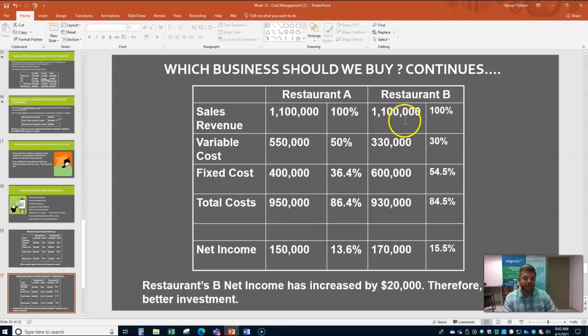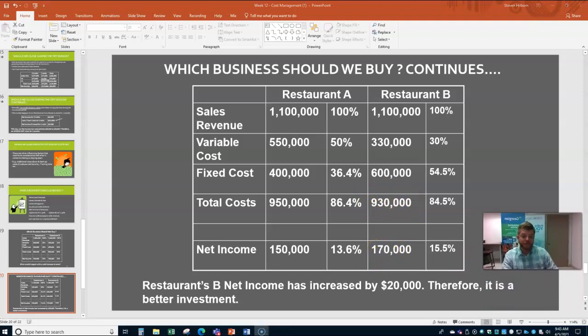But if we look at restaurant B, because their variable costs are lower, they end up only paying $330,000. Fixed costs still remain the same, and therefore their total costs are $930,000. So there's a $20,000 difference between these two, and this is just all how they have set up their operation.